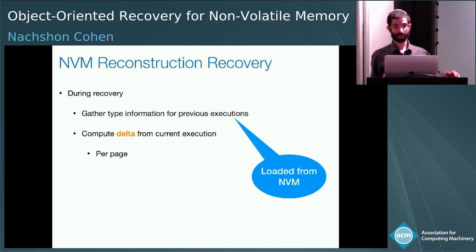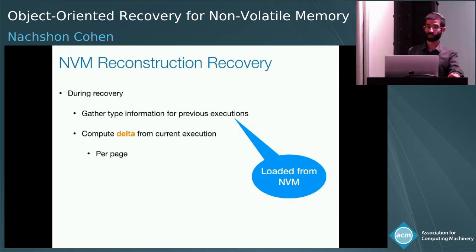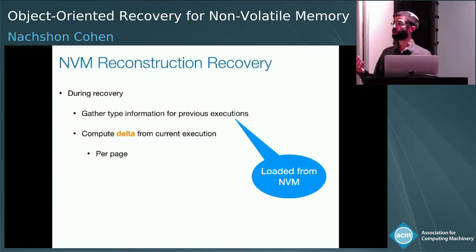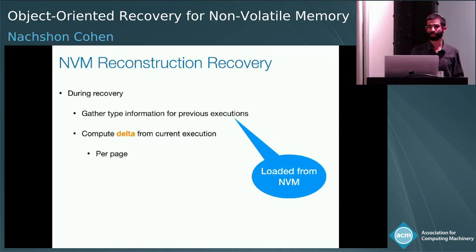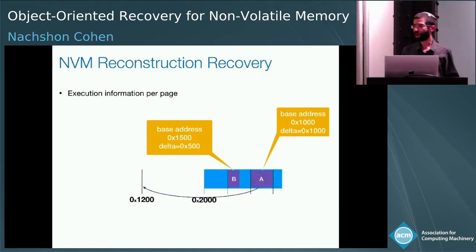Now, during recovery, the system gathers all this type information from the previous execution and then computes the delta from the current execution. And this is done on a per-page basis. So why does it need to do this per page? Because we might have multiple crashes in the application, so it might be that different objects in our system were allocated at different stages of the application.